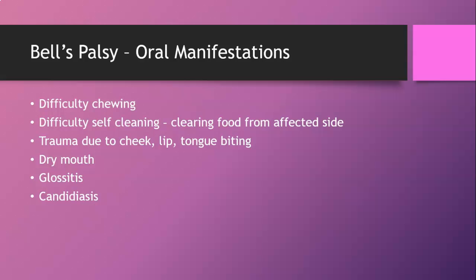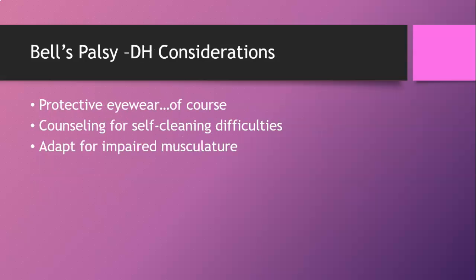So those things, depending on what symptoms they're having, will depend on what kind of medications we might recommend to them. Protective eyewear during a dental appointment, but also in general, just while they're having the paralysis, they may need to wear either a patch over their eye or glasses, because their eye isn't going to close, so they're not going to blink, they're not going to have that protective reflex.